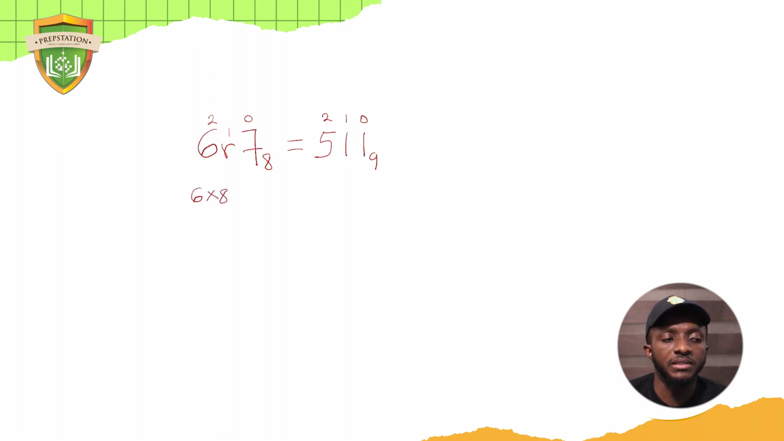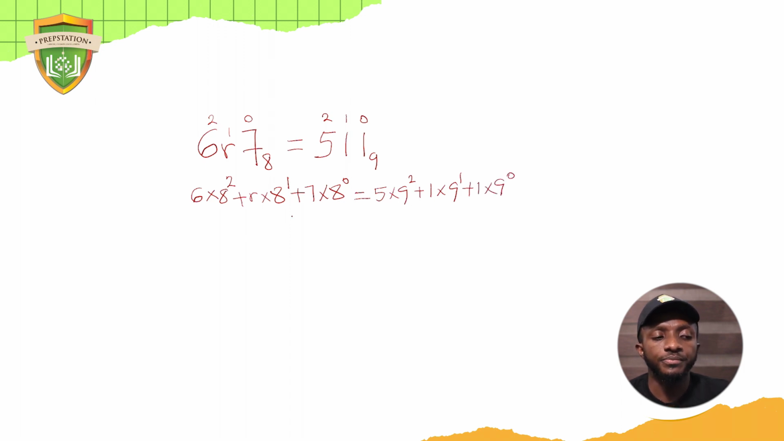6 times 8 raised to the power of 2. Why? Because 2 is above the 6. Plus r times 8 raised to the power of 1, plus 7 times 8 raised to the power of 0. Now take note, the powers are the powers of the base. Please take note of that. And then we have 5 times 9 raised to the power of 2, plus 1 times 9 raised to the power of 1, plus 1 times 9 raised to the power of 0.